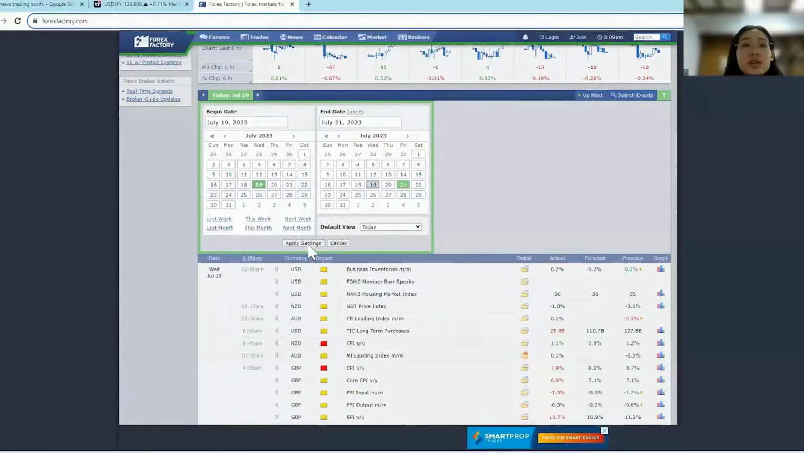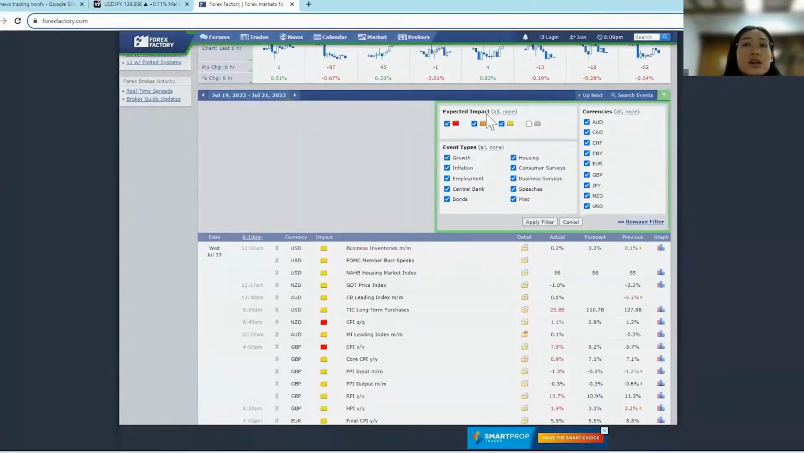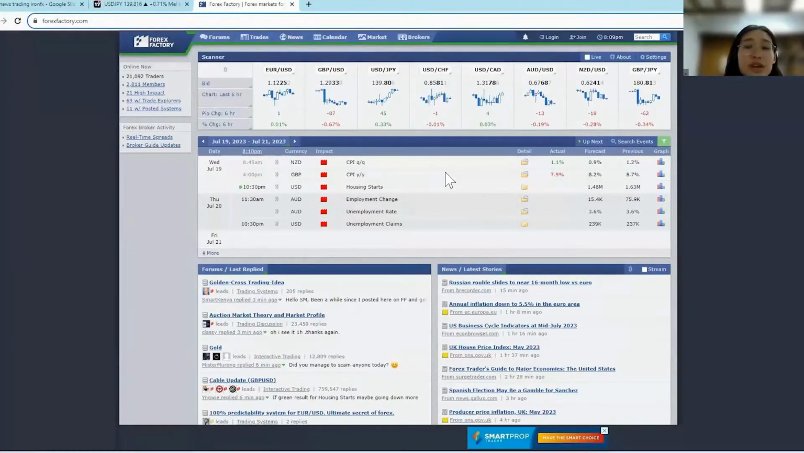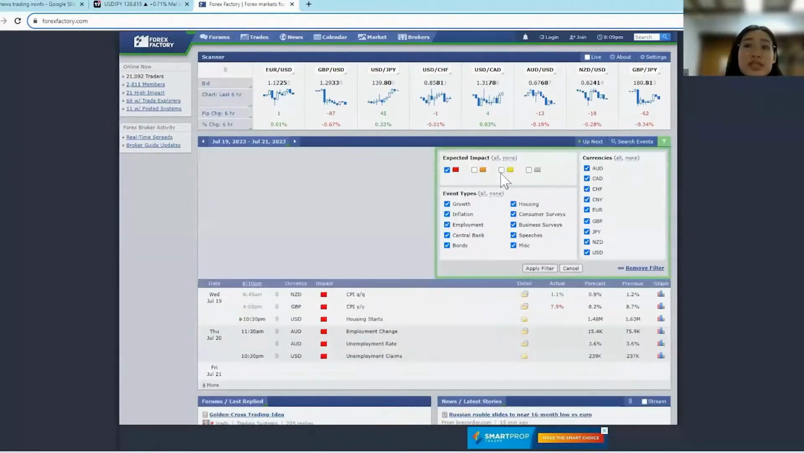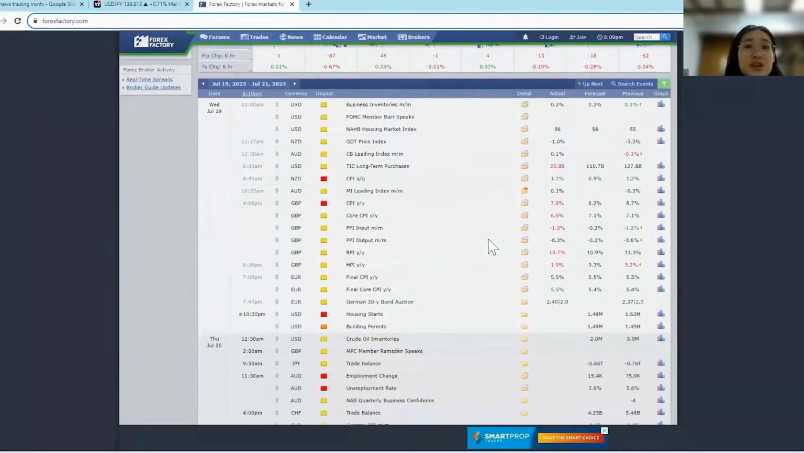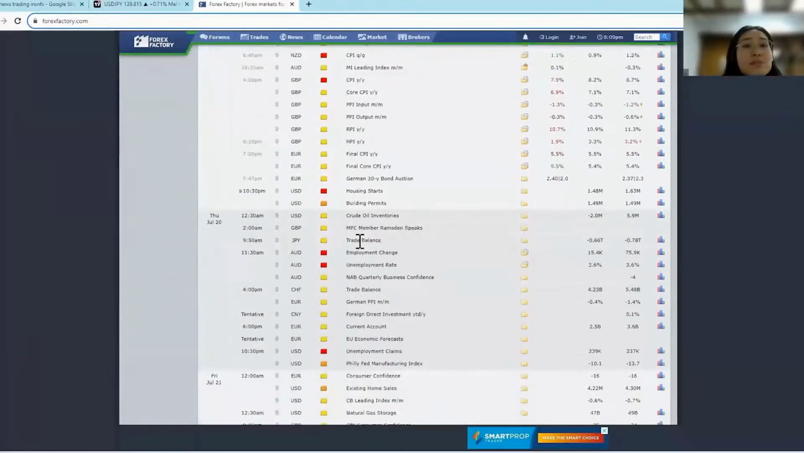You can also apply settings, and then you can filter the expected impact of these events as well. More often than not, I prefer to just look at the red calendars, because those tend to have more of an impact. But of course, maybe I'll just show you guys. Yeah. So these include the CPI, employment rate, important data releases like that. Orange and yellow tend to include most FOMC members' speeches, as well as PPI.